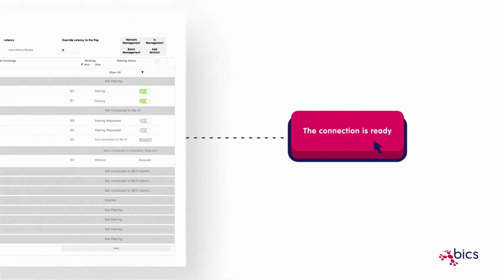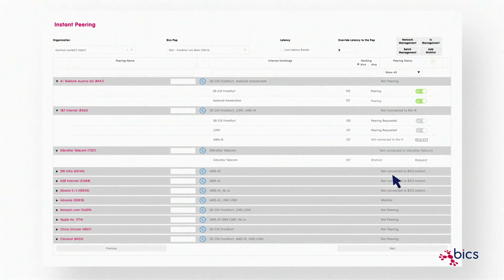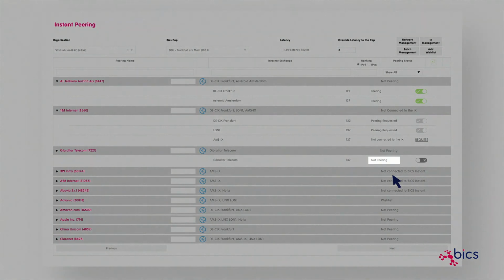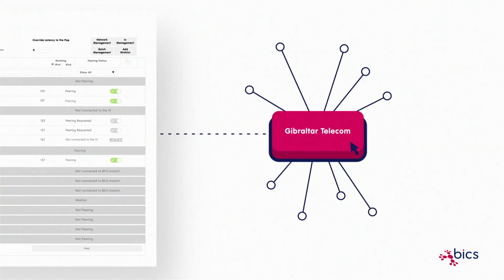Once Gibraltar Telecom has been successfully onboarded, you will receive an email saying the connection is ready. At this point, the status changes from wish list to not peering. Gibraltar is now available to peer with. Simply slide the button to activate. And there you have it.